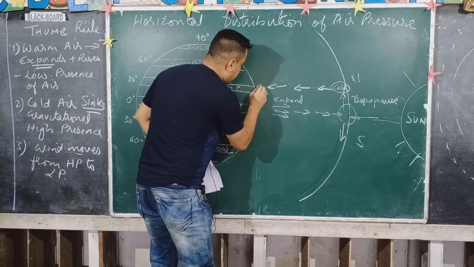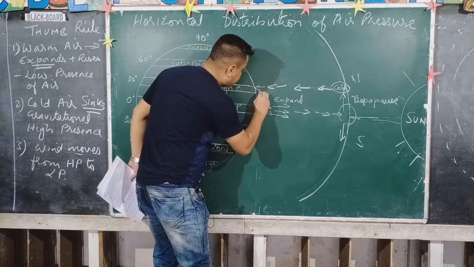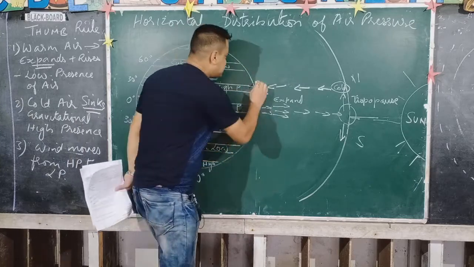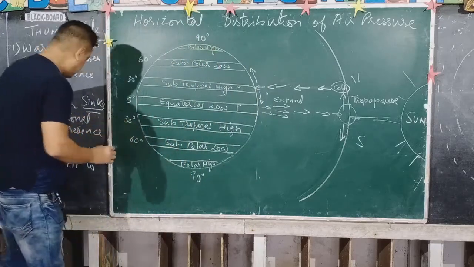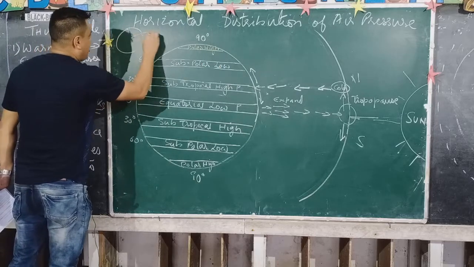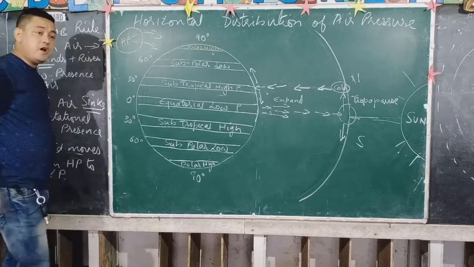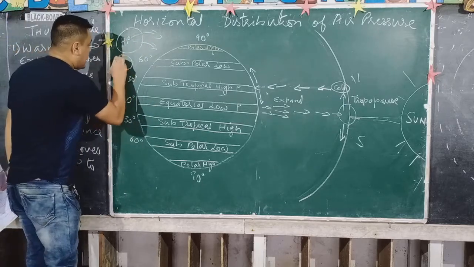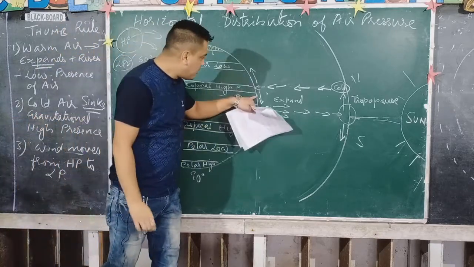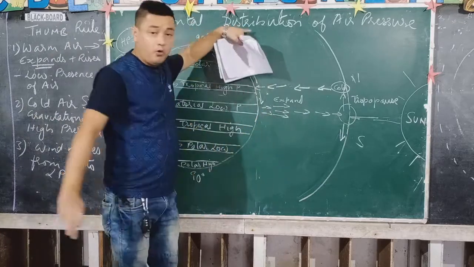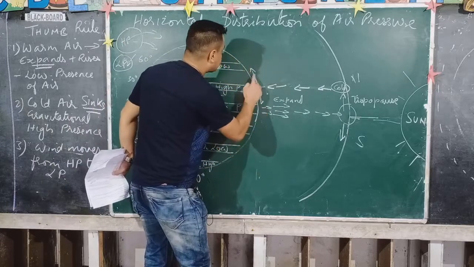So what happens when the air reaches the high pressure zone? The air here also bifurcates into these directions as well as this direction. Because last time I told you that from HP there is an outflow of air. In LP there is an inflow of air. So here in the HP there is an outflow of air in different directions, north and south. So this air comes this side, this air goes that side.